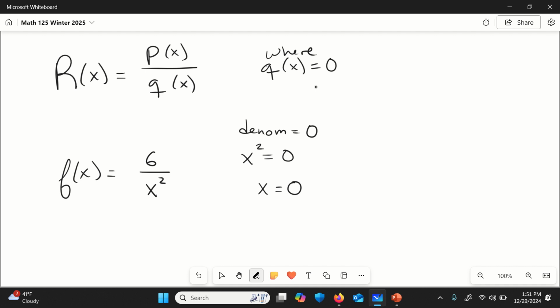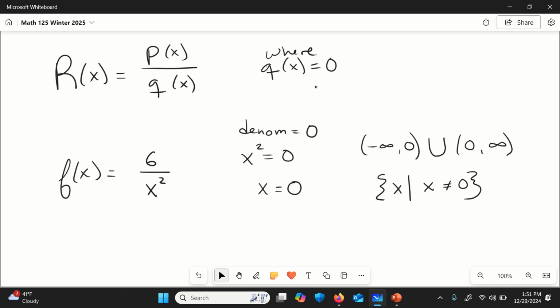So my domain can be represented in interval notation as the values from negative infinity up to 0, but not including it, together with, or union with, 0 to positive infinity, again, not including that value 0. If you're a set builder kind of person for notation, we can talk about the set of x such that x is not equal to 0. And that would also be an accurate way to describe the domain.